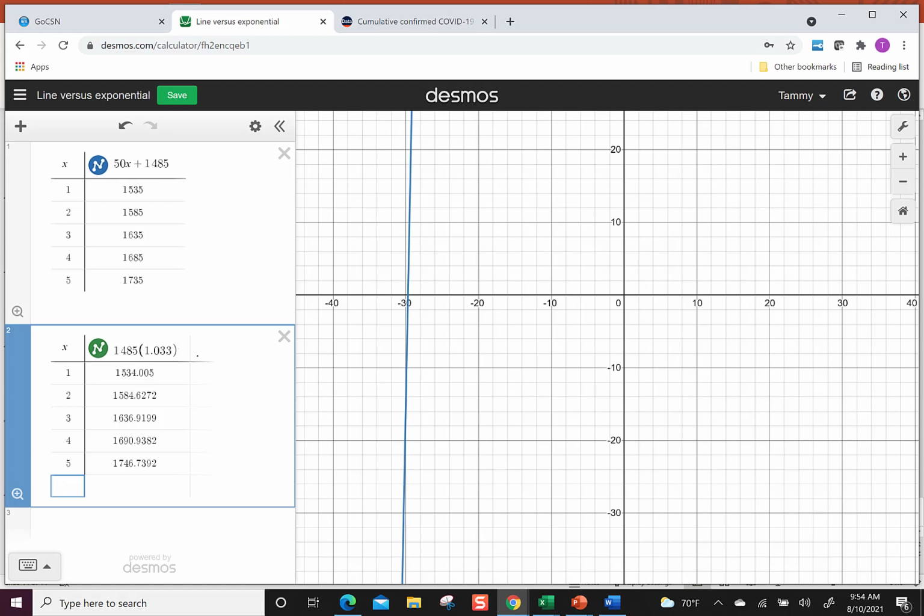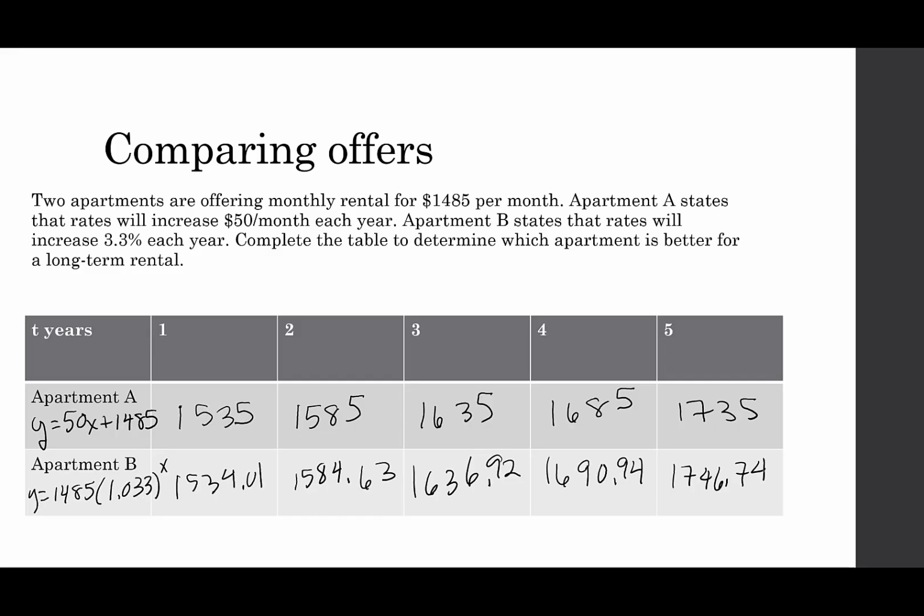In the first year, they look pretty equal. The second year, again, pretty equal. But then over time, we can see that the second one's getting bigger. So let's take these values, put them back into our chart so we can look at them year to year. Now I have the comparisons. Year 1, it goes up $1,535 for apartment A and $1,534.01 for apartment B. So it's slightly cheaper for apartment B. Same thing on year 2, $1,585 for apartment A and $1,584.63 for apartment B.